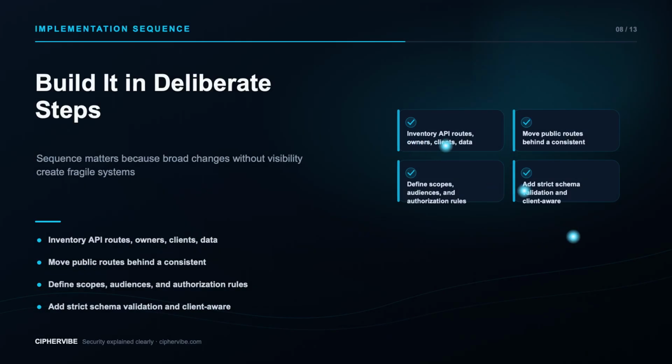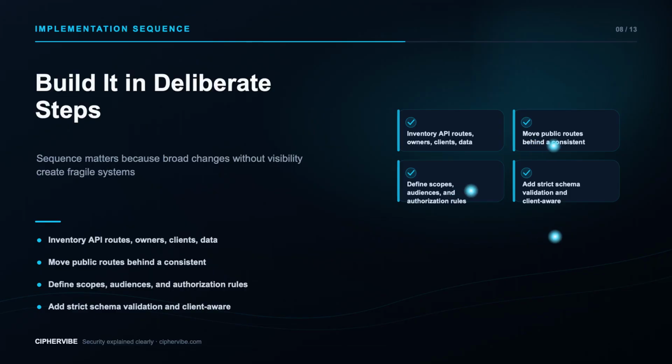Implement this layer in a sequence that preserves evidence and limits blast radius. First, inventory API routes, owners, clients, data classes, and backend paths. Second, move public routes behind a consistent gateway boundary. Third, define scopes, audiences, and authorization rules by operation. Fourth, add strict schema validation and client-aware throttling. Fifth, centralize request, decision, and error evidence without logging secrets.